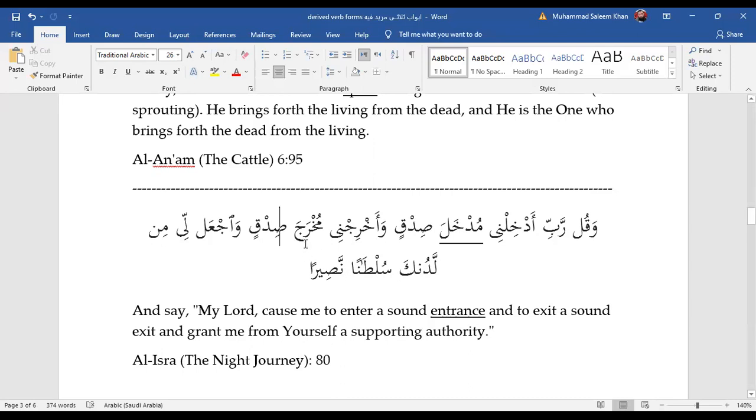What is the difference between mukhrijun and mukhrajun? فاعل مفعول. Please focus on that only. So mukhrijun, if you see kasra here, that means it's the doer, and mukhrajun, that means it is the receiver. I only gave you one added piece of information today, that mukhrajun is also used as an adverb of place. That's the only information I gave you today.